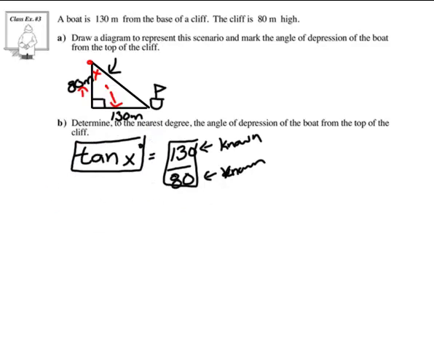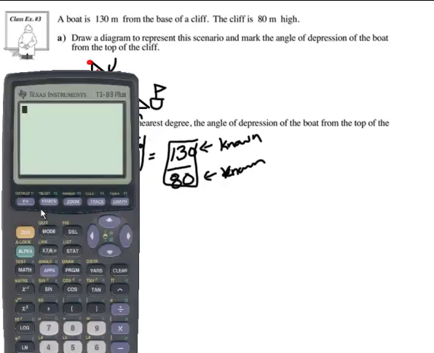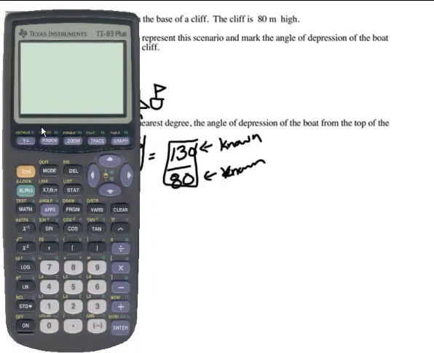So let's leave it as it is, but we'll grab our calculator, and this is the case where we're going to use that second function, tan. Tell me the angle that would have a ratio of 130 over 80. So which angle has a tan ratio of 130 over 80?